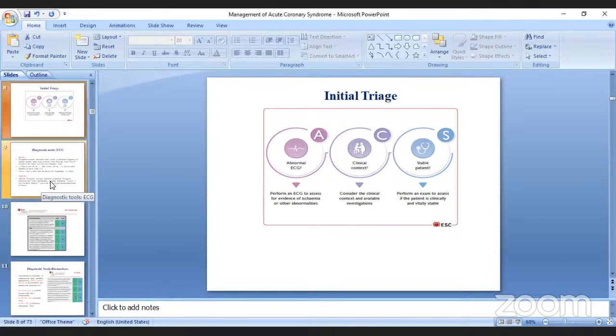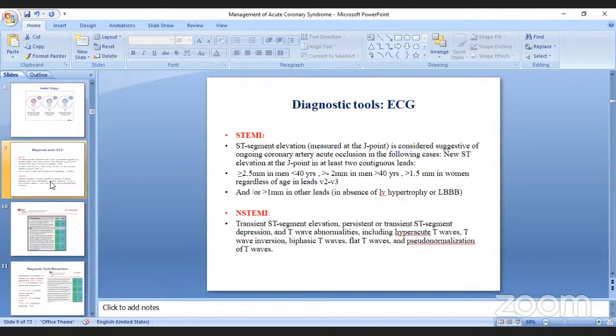So moving on to the diagnostic tool that is ECG, how do you categorize the patient into STEMI or NSTEMI? The ST segment elevation is considered suggestive of an ongoing coronary artery acute occlusion if there is elevation in at least 2 contiguous leads. The elevation should be greater than or equal to 2.5 millimeters in men less than 40 years, or greater than or equal to 2 mm in men more than 40 years. In women, more than 1.5 millimeters regardless of age in leads V2 to V3, and or more than 1 mm in the other leads, in the absence of LV hypertrophy or bundle branch block.